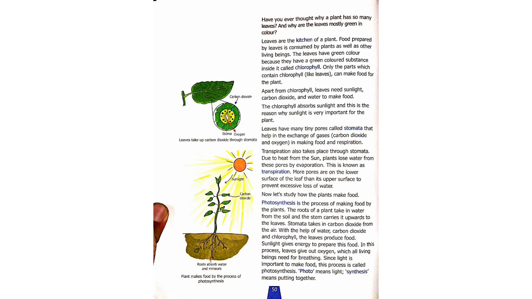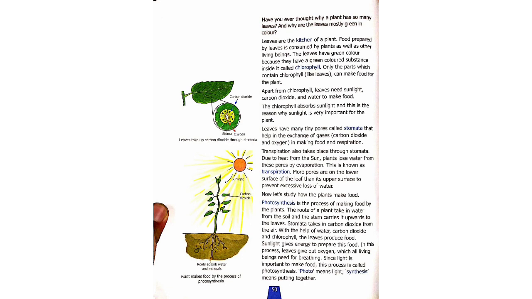Now we should know what is transpiration. Transpiration is the loss of water from the pores by evaporation. This is known as the process of transpiration. Transpiration is none other thing but just a loss of water from the leaves. Okay. Many more pores are on the lower surface of the leaf than its upper surface. Now the number of pores are more on the lower surface as compared to the upper surface, just to prevent the loss of water. Clear to everyone? Where are these pores more? These pores are more on the lower surface as compared to the upper surface.